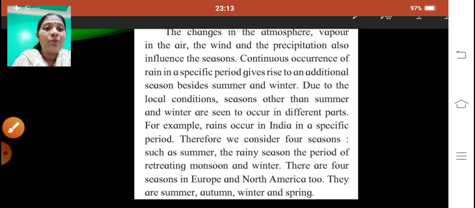Now there are four seasons in Europe and North America too. So what seasons do they have? They have summer, autumn, winter, and spring. Because of the climatic conditions over there, they have four seasons. Let's go ahead.